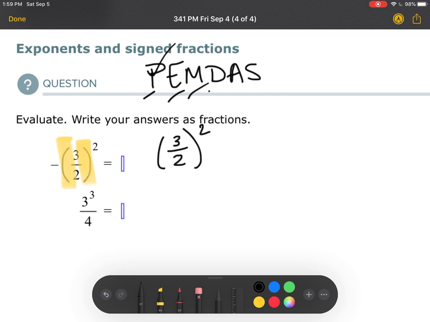This exponent of 2 here is saying that I need to multiply whatever is in the parentheses by itself. So what's in the parentheses times what is in the parentheses. That gives me 9 over 4. So I've done the exponents part.